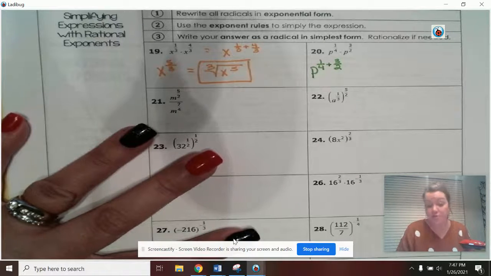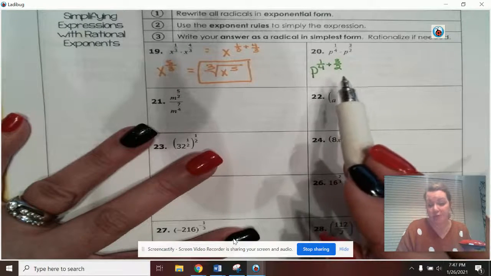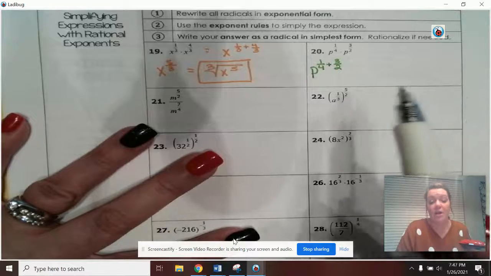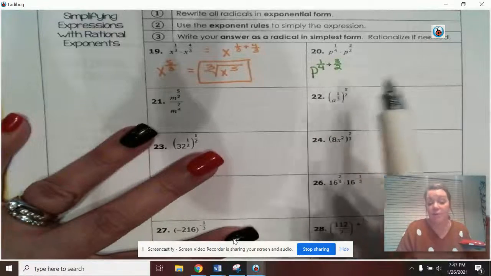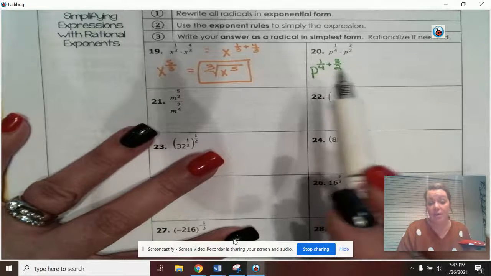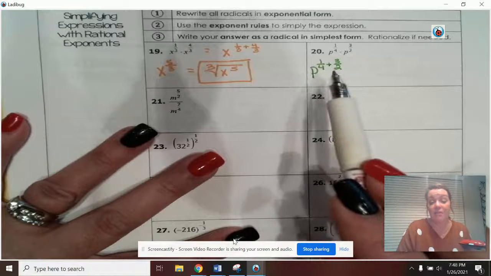Or if you want to, you can just add these two fractions in your calculator. Your calculators will add fractions and give you a fraction answer. If you don't know how to do that, then that's something you can come up and ask me in class, or if you're on the Google Meet, unmute and ask me if you want your calculator to be able to do that. I think it's just as easy to get them to have a common denominator of 4.